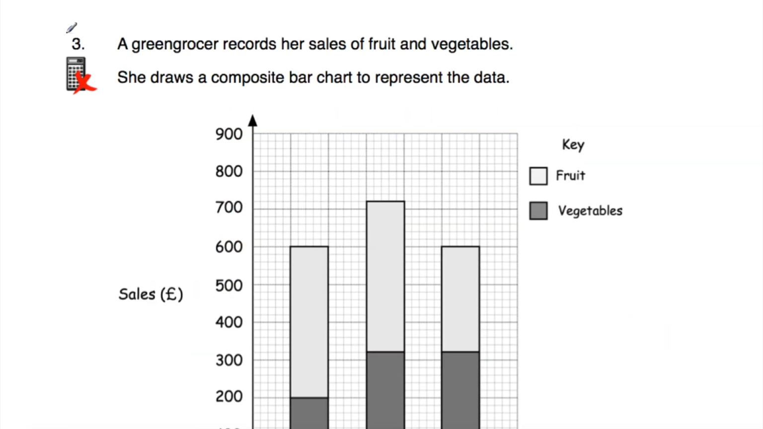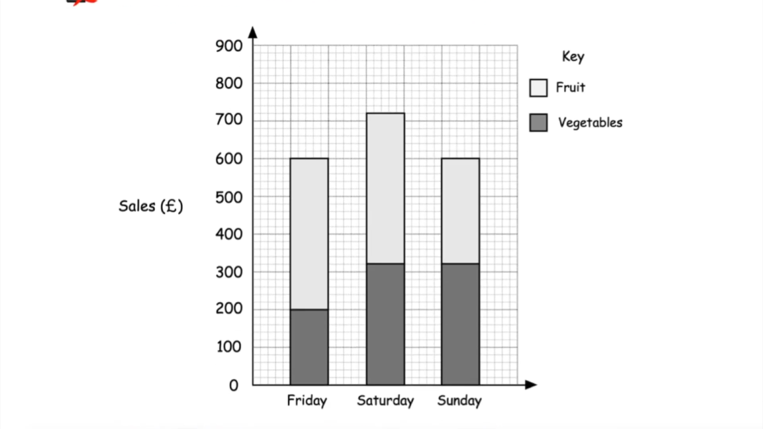Okay, let's have a look at our next question, question number 3. Question number 3 says, a greengrocer records her sales of fruit and vegetables. She draws a composite bar chart to represent the data. So she draws this composite bar chart. So we've got sales, and then we've got Friday, Saturday and Sunday. So these are her sales on Friday, Saturday and Sunday. So on Friday she sold altogether £600 worth of fruit and vegetables.